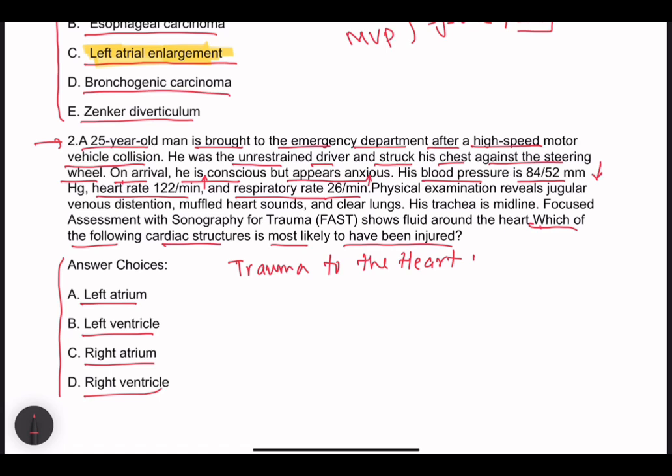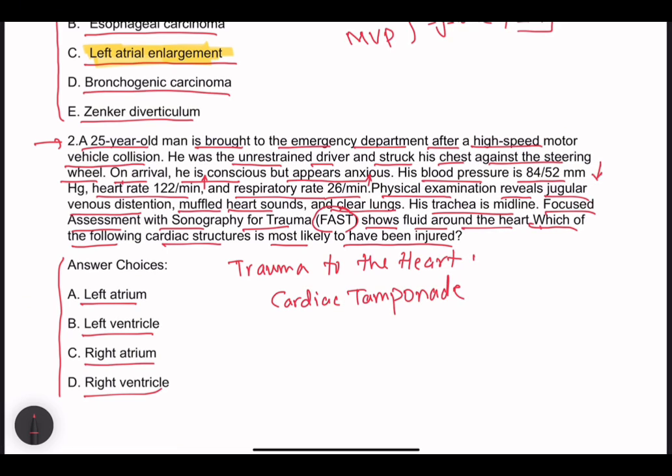Physical examination reveals jugular venous distension, muffled heart sounds, and clear lungs. His trachea is midline. Focused assessment with sonography for trauma, also known as the FAST test, shows fluid around the heart. Now, which of the following cardiac structures is most likely to have been injured? This patient has cardiac tamponade.